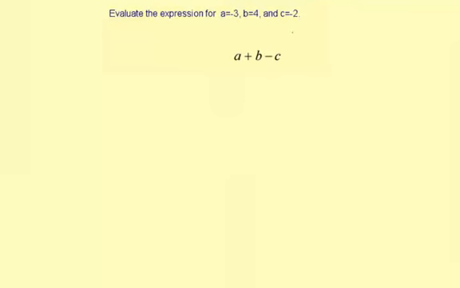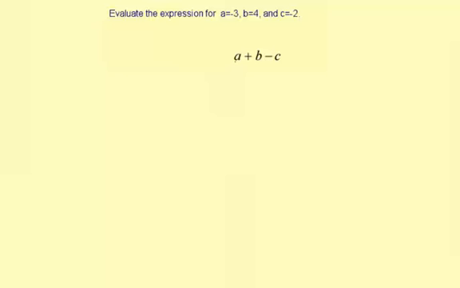Evaluate the expression for a equals -3, b equals 4, and c equals -2. Here's our expression, a plus b minus c. Now an expression is kind of like half an equation. It's not a complete math sentence, but you can still evaluate it and get a value.